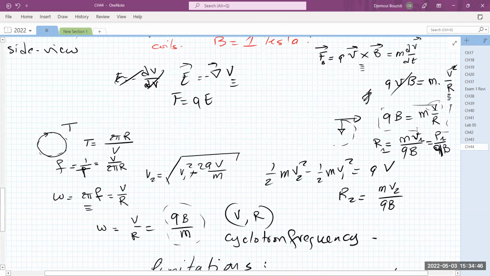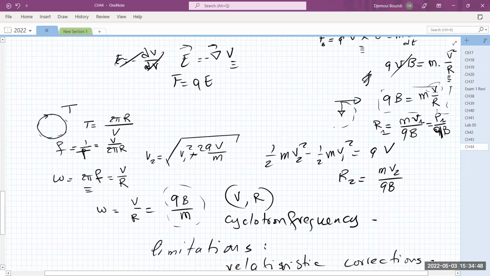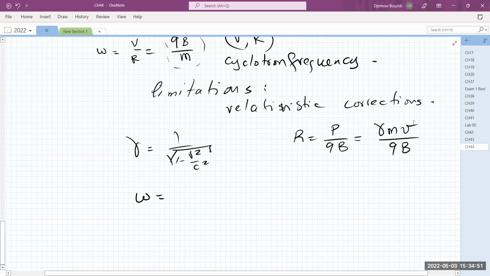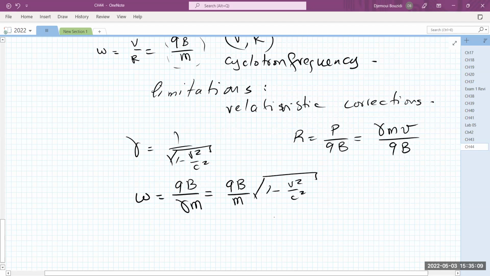We use this expression to find the ratio of v over r. So again, the ratio of v over r from this expression is clearly going to be equal to qB over gamma m. In other words, this is equal to qB over m, where m is the mass of that particle, times the square root of 1 minus v squared over c squared. In other words, here is a problem. The frequency decreases and depends on v. And your device becomes unreliable at this point.